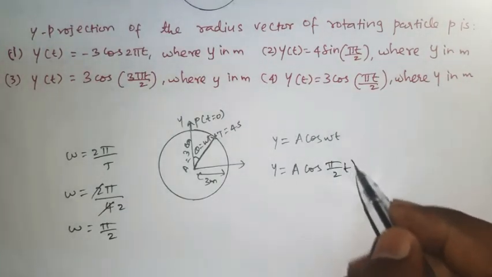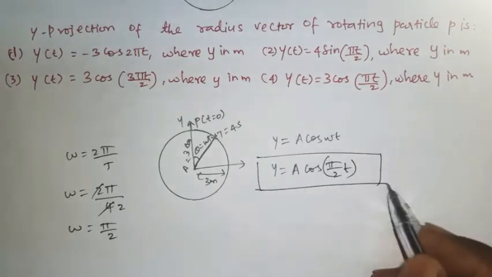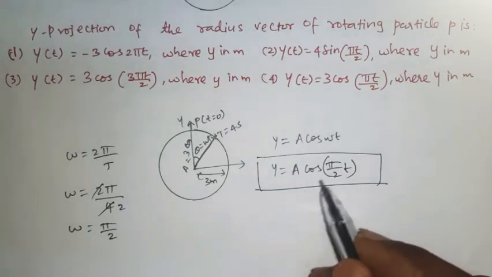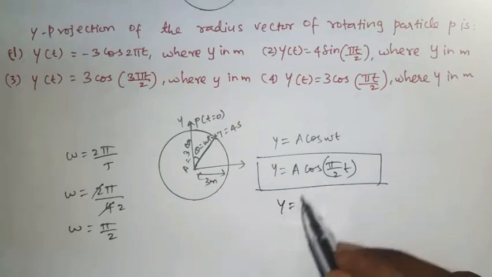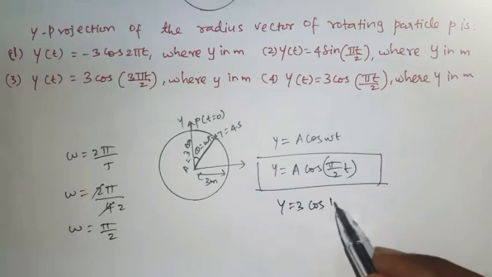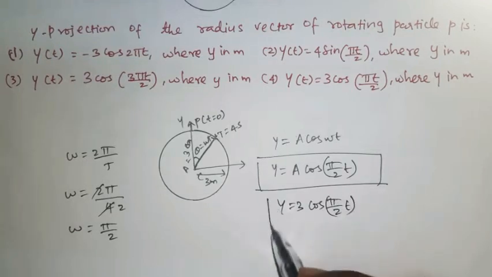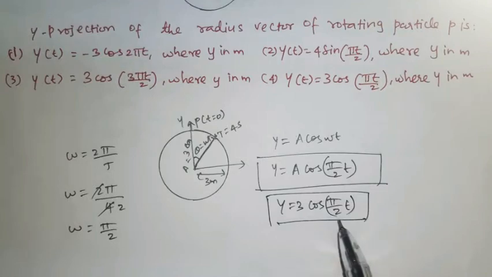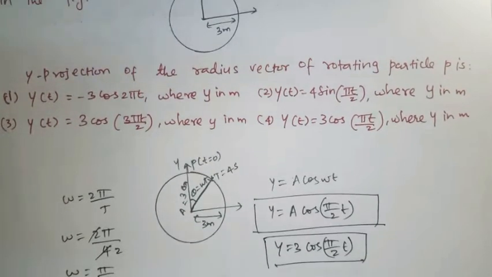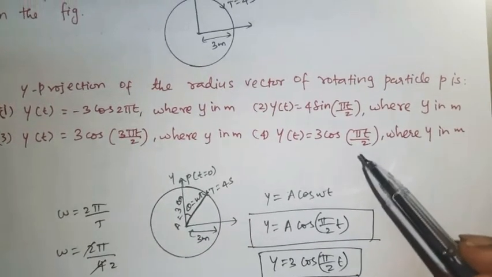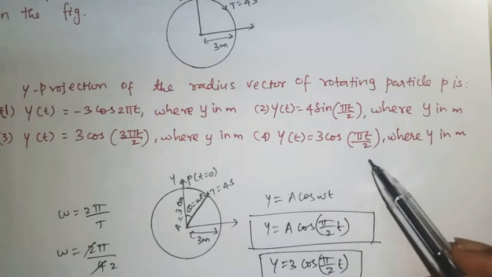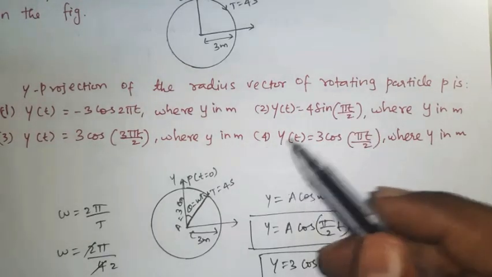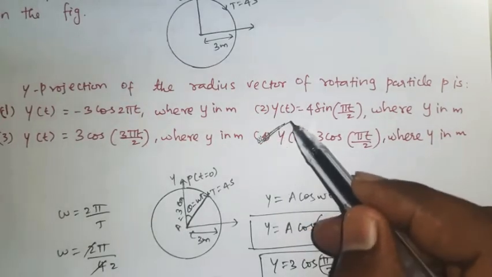Then the y projection, y is equal to a cos pi by 2 into t. Here the a value is also given, so y is equal to 3 cos pi by 2 into t. According to this, the answer is the fourth one: y of t is equal to 3 cos pi t by 2, where y is in meter. So the fourth option is the right answer.